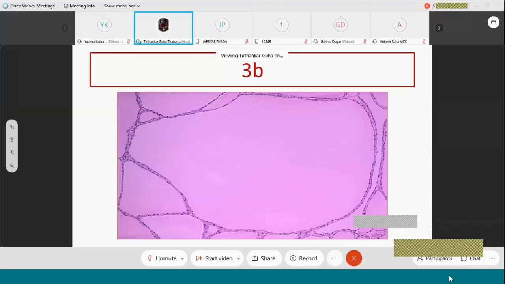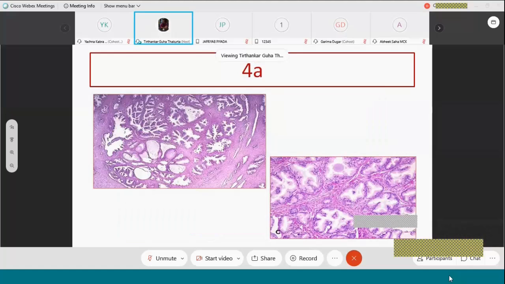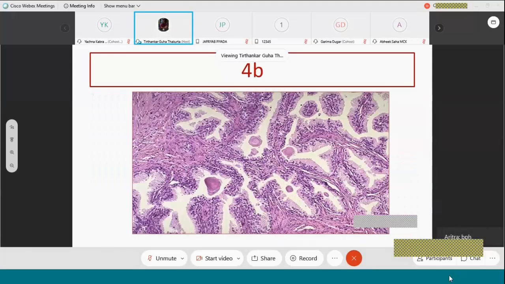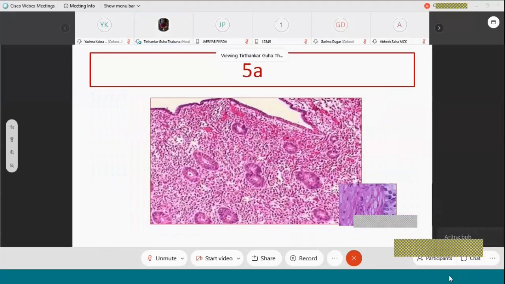What is your diagnosis here? Very good. So histology shows structure of prostate. There is hyperplasia of glandular and the fibromuscular elements. Therefore, this is benign hyperplasia of prostate. What is the diagnosis here?